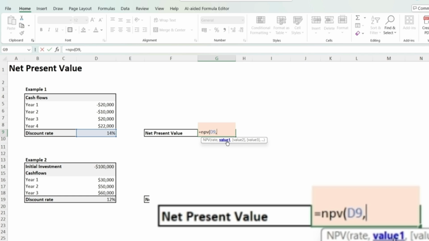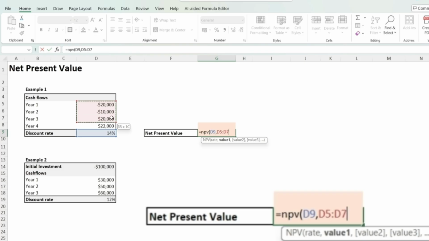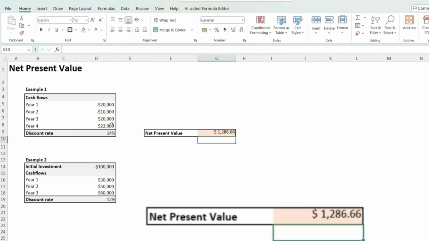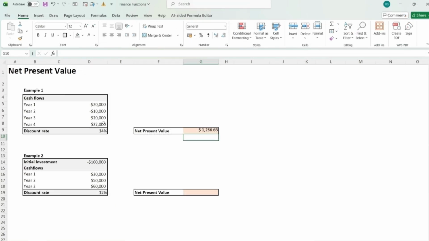So there has to be a minimum of one value to calculate the NPV. And then there could be a series of values: value 2, value 3, and so on and so forth. Here we have four cash flows. So we will select all the cash flows and close the bracket and enter. So we see that the NPV of this project is 1286.66. It is a positive value, and hence the project is value creating.